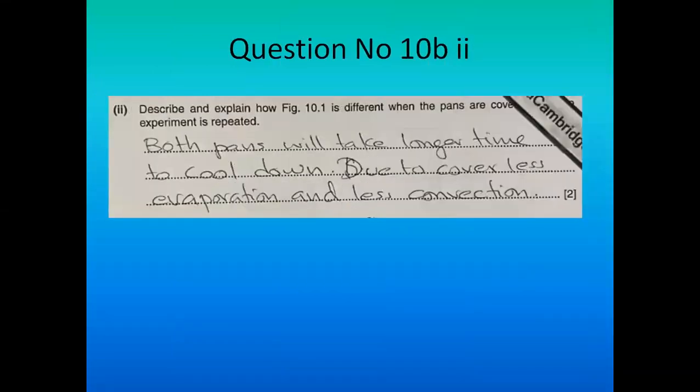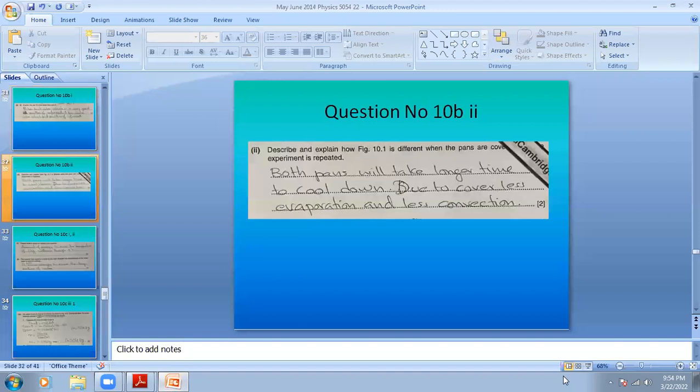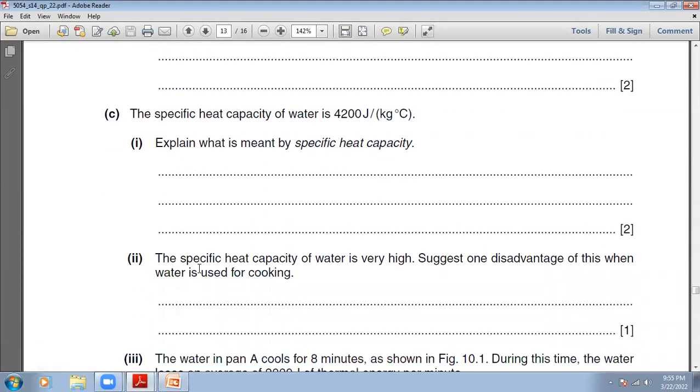Both pans will take a longer time to cool down due to the cover; less evaporation and less convection will take place. I hope you understand my answer. Okay, so let's move to the next part.